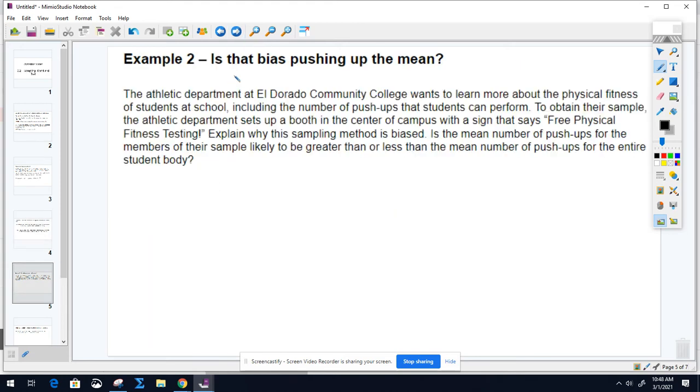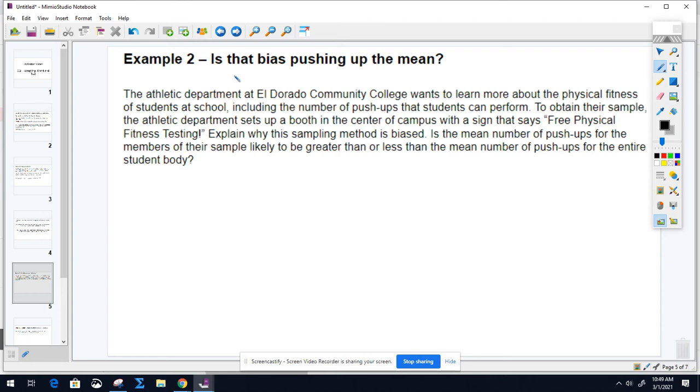Okay, so let's take a look at this example. Is that bias pushing up the mean? The athletic department at El Dorado Community College wants to learn more about the physical fitness of students at the school, including the number of push-ups that students can perform. To obtain their sample, the athletic department sets up a booth in the center of campus with a sign that says free physical fitness testing. Explain why this sampling method is biased. Is the mean number of push-ups for the members of their sample likely to be greater than or less than the mean number of push-ups for the entire student body?